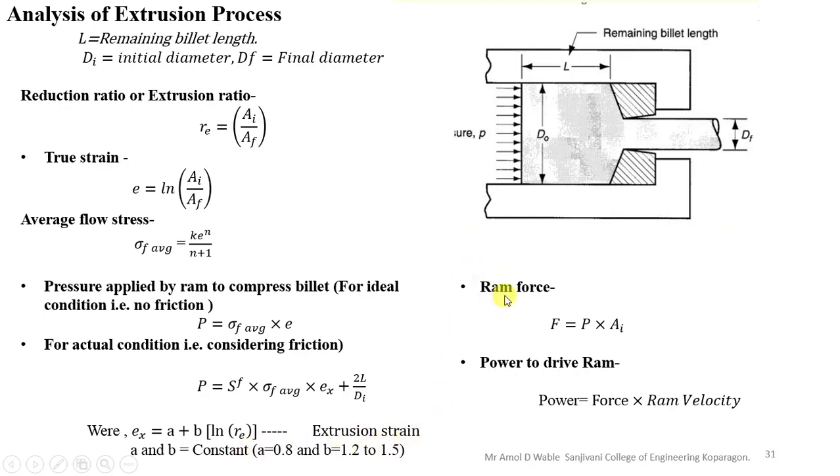Then ram force is, again, force is pressure into area in this case. The area will be the initial area you have to take, as the pressure is applied on the initial area. So area will be pi by 4 Di square. Power to drive the ram will be equal to force into ram velocity, which will be given to you. So in the next slide you can see a numerical.